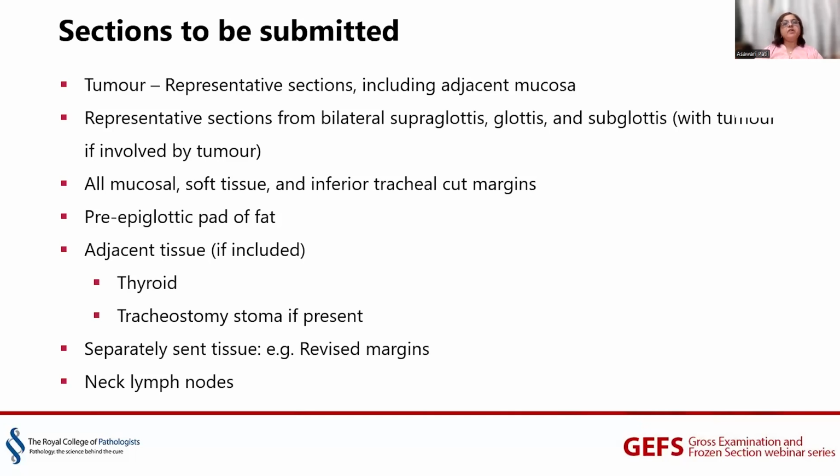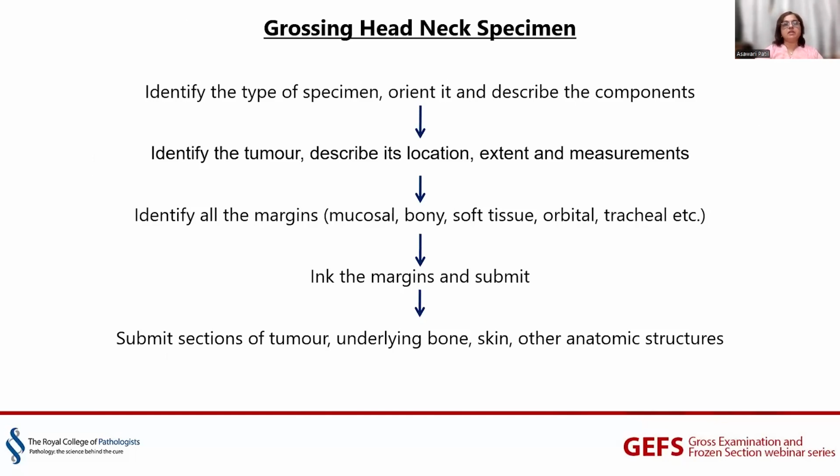Margins, pre-epiglottic pad of fat needs to be submitted. Adjacent tissue. Now, usually there is a thyroid lobe included in that. So, thyroid lobe, whether it is involved or not, we have to see. Submit the sections from the thyroid lobe. If a tracheostomy stoma is present, try to see whether it is involved or not, and a representative section from the tracheostomy stoma can be submitted. Revise margin and neck nodes, they are all submitted.